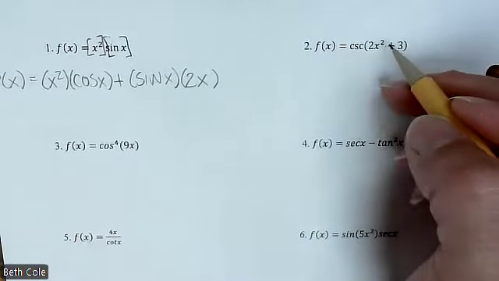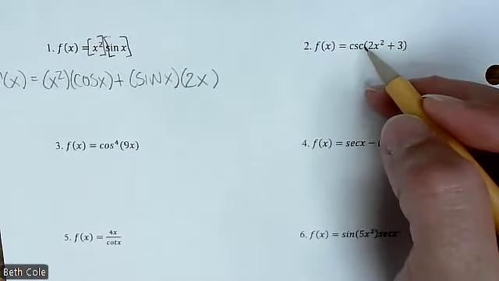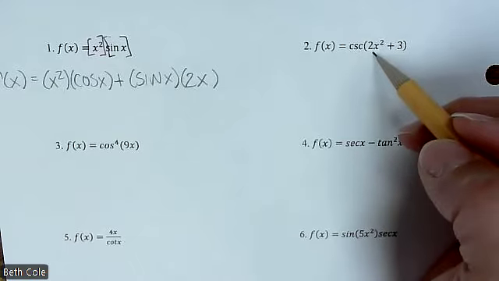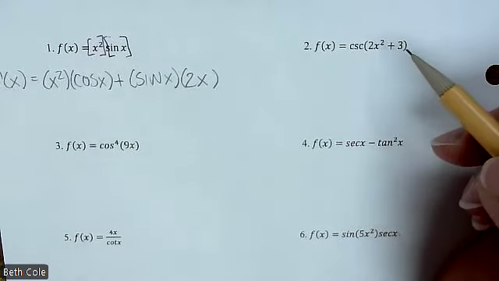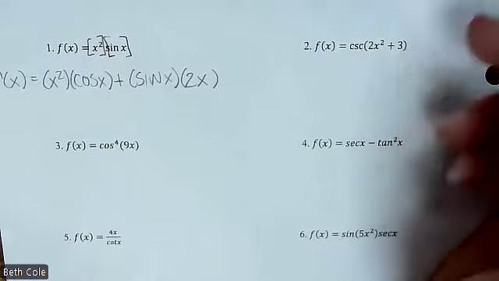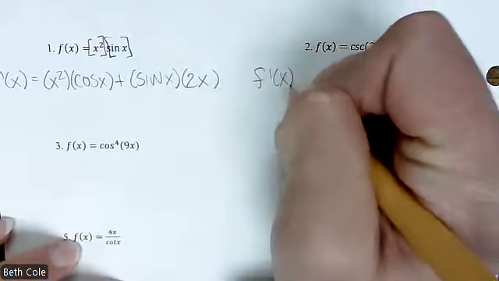This one is not a product rule. You don't have cosecant of x times something else. What is going on here? What rule is this going to be? It is like cosecant got hungry and ate 2x squared plus 3. This is all inside of that. So it is a chain rule.